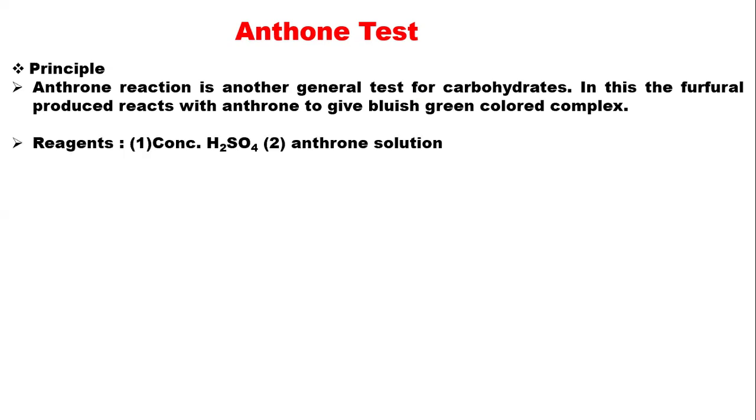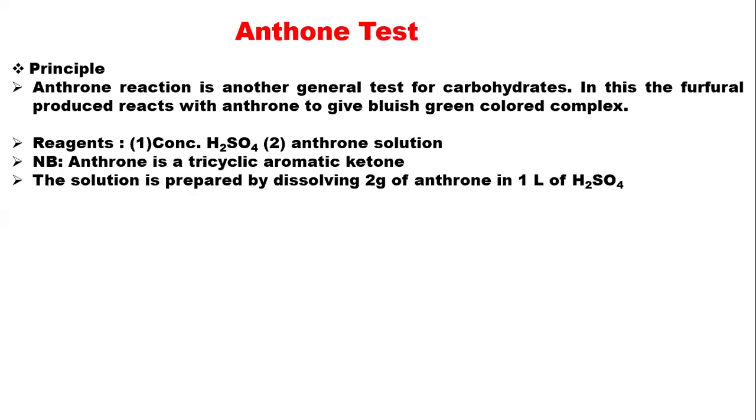So the reagents here include concentrated sulfuric acid, which is the dehydrating agent, and we have our anthron solution. So what is this anthron solution? Anthron is a tricyclic aromatic ketone. And how do we prepare this anthron solution? Anthron solution is prepared by dissolving 2 grams of the anthron in 1 liter of sulfuric acid. So after measuring 2 grams of the anthron, you will dissolve it in sulfuric acid and top up with the sulfuric acid to 1 liter.